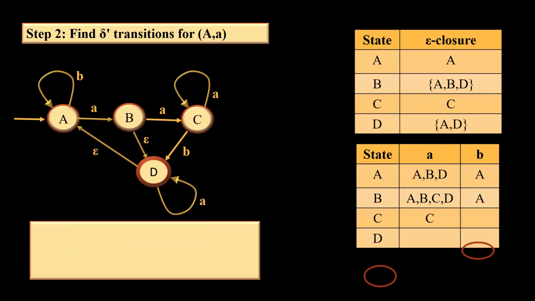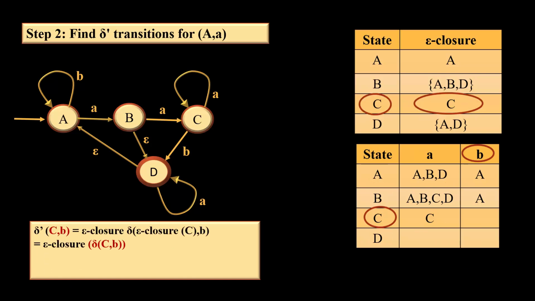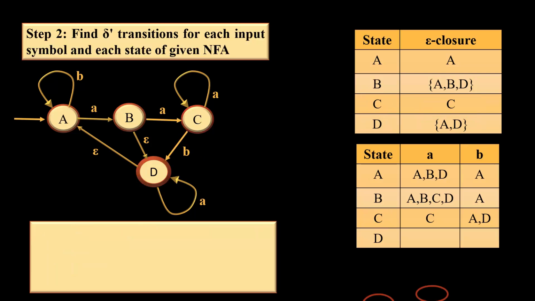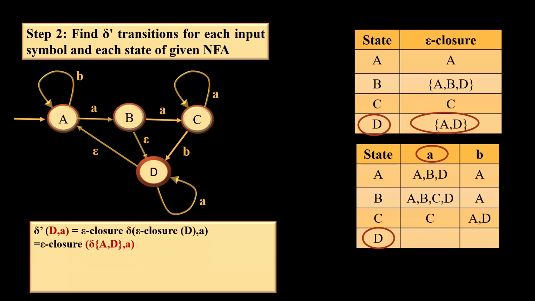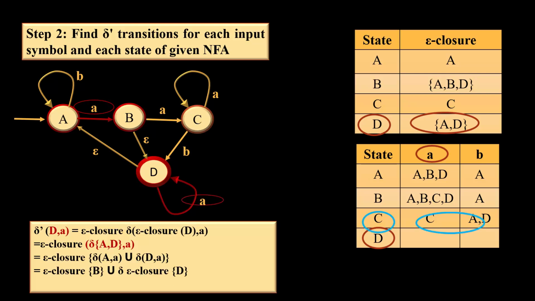C, comma B. Epsilon closure of C is C itself. C, comma B in NFA takes us to D. So we will have epsilon closure of D, which is AD, as depicted in the table. The final state is D. D, comma A, that means epsilon closure of D includes A and D. A, comma A moves us to B, and D, comma A moves us to D itself. So we will take epsilon closure of B as well as epsilon closure of D. This gives us A, B, D.